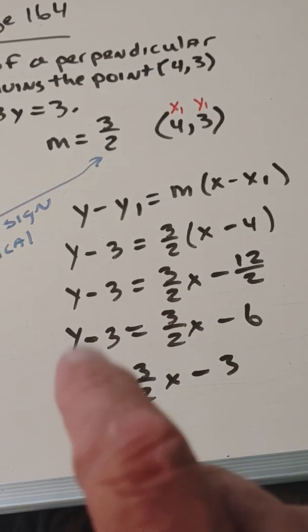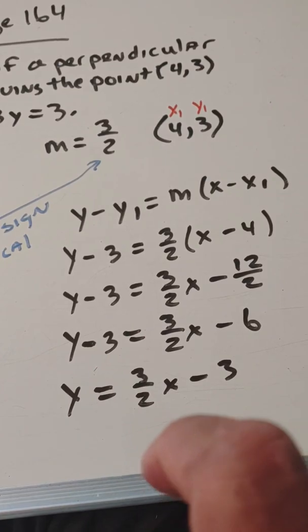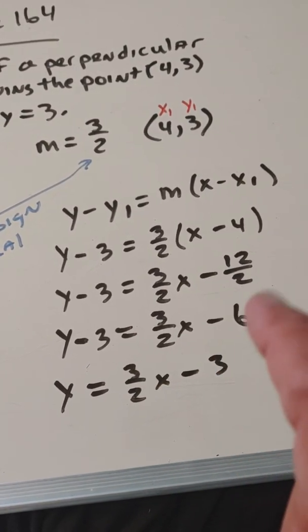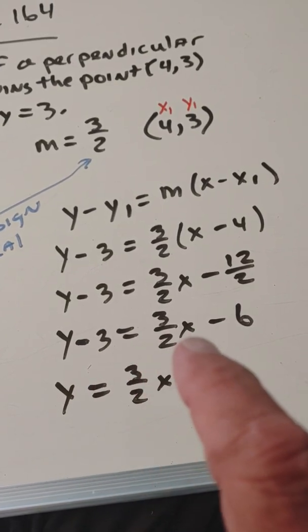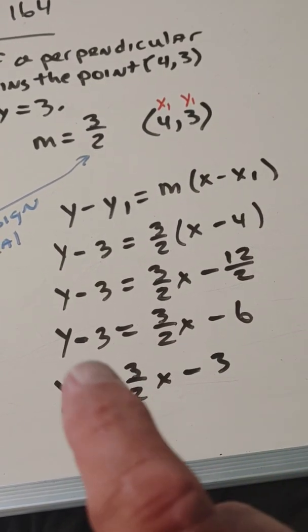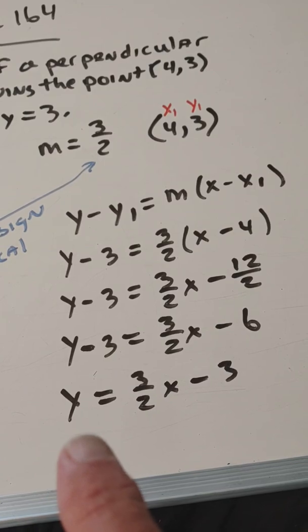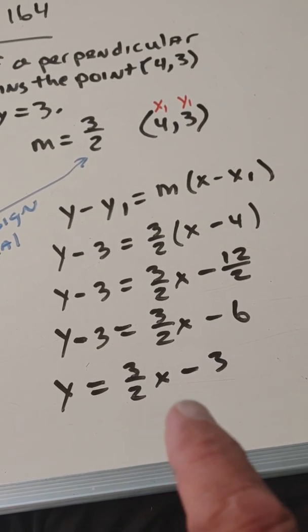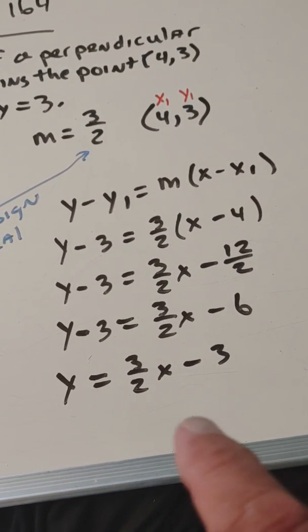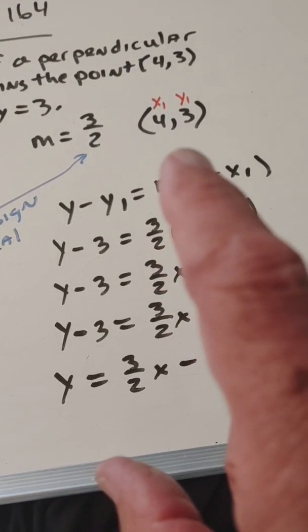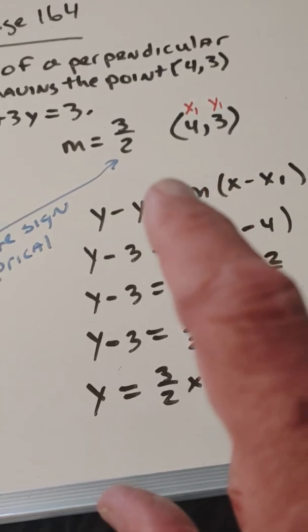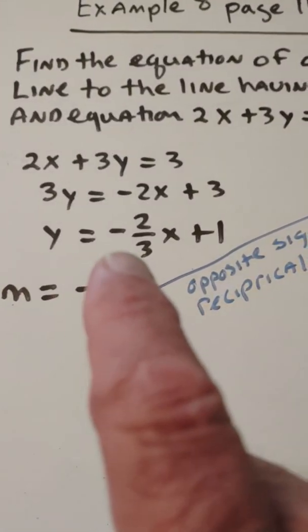Distribute the 3 halves, and we get y - 3 = 3/2 x - 12/2, which reduces to y - 3 = 3/2 x - 6. Add the 3 to both sides, and we get the final equation of y = 3/2 x - 3. So this is the equation of the line that we were looking for, passing through the point (4, 3) and perpendicular to this line here.